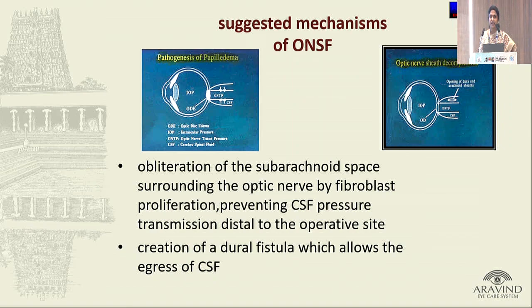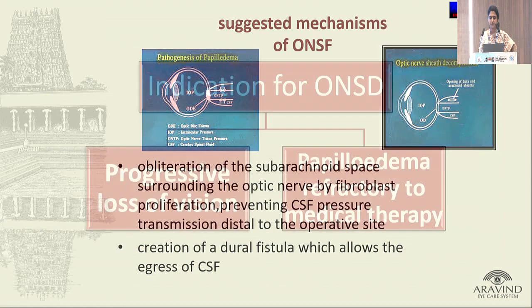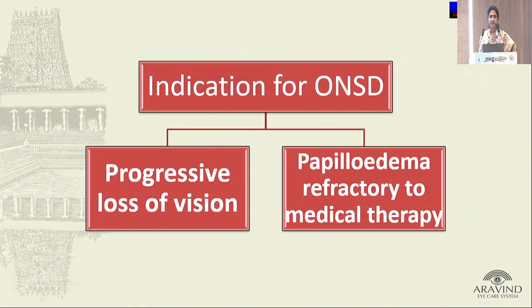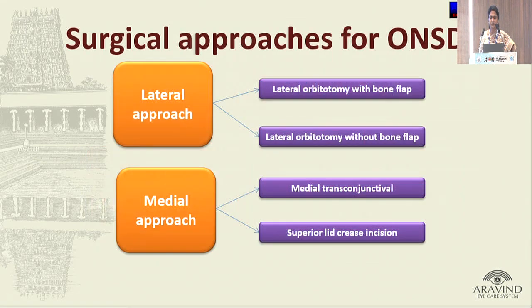And the mechanisms of fenestration: the obliteration of the subarachnoid space surrounding the optic nerve by fibroblast proliferation, preventing the CSF pressure transmission distal to the operative site, and creation of a dural fistula which allows the egress of the CSF. So we have definitive indications for optic nerve sheath decompression or fenestration: progressive loss of vision, and papilledema that is refractory to medical therapy. These are the indications that we have to keep in mind.